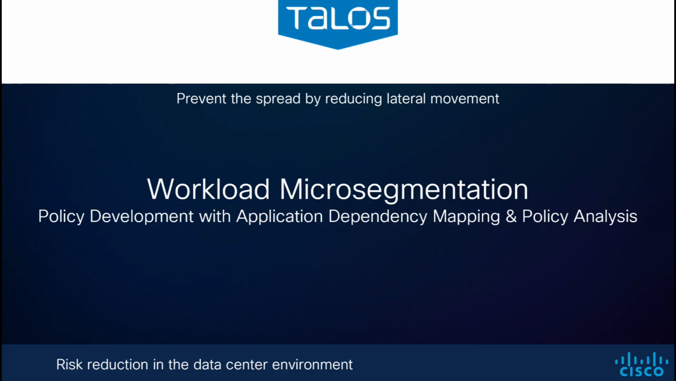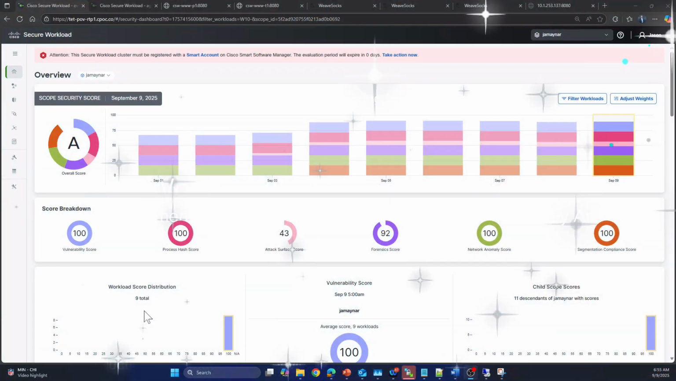How hard can it be? Microsegmentation with Cisco Secure Workload. Policy development with application dependency mapping and policy analysis. All right, we want to do some segmentation.